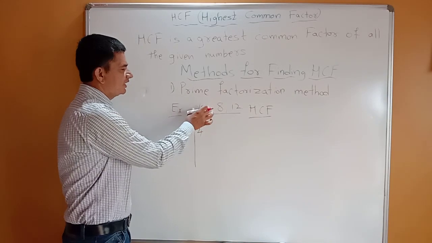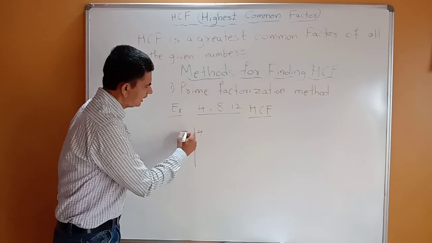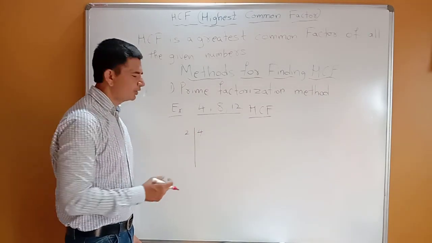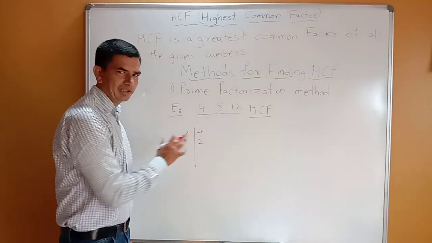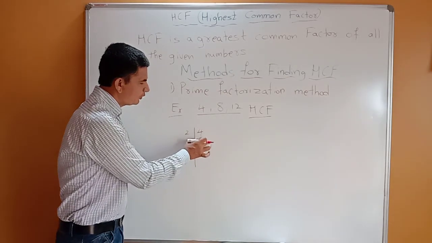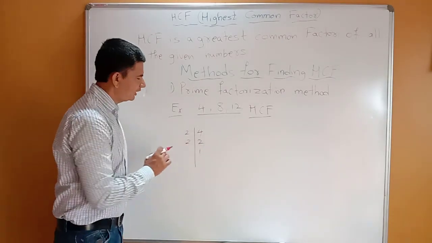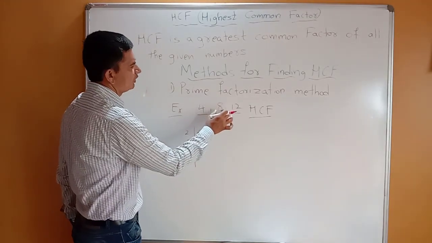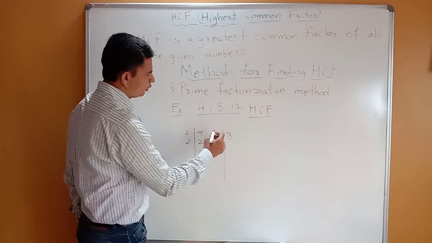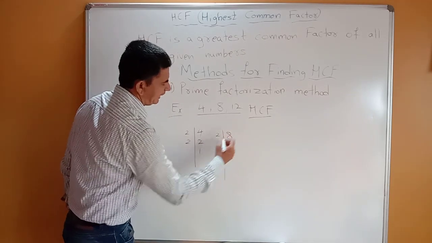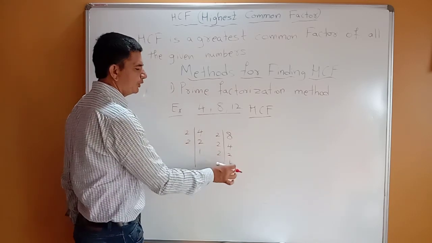First, let us take the first number, that is 4. We have to find the prime factors of 4. 2 is the smallest prime number, as we know, so it is divisible by 2. 2 2s are 4, completely divisible. Then 2 ones are 2. Now we have to find the factors of 8. This is also an even number, so you can take 2. 2 4s are 8, 2 2s are 4, 2 1s are 2. Until we get 1, we have to continue.